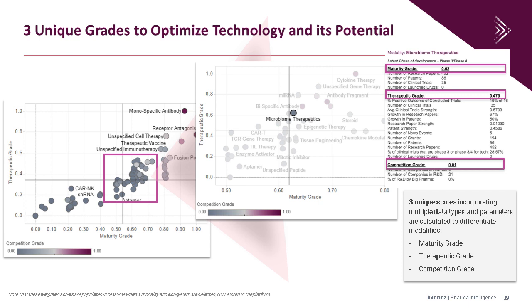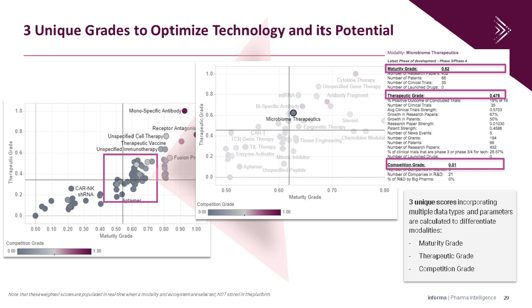Again, the maturity grade looks at how far a modality has progressed in its development. The therapeutic grade looks at how strong the evidence is in supporting the success of that modality. And then the competition grade evaluates how competitive the modality is within the market. And I know it's probably small on the screen, but as you can see underneath all those different scores, which are squared off in the boxes, all the different relevant data types that are going into each score.